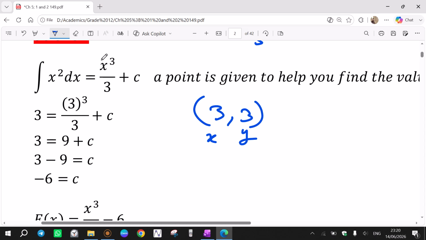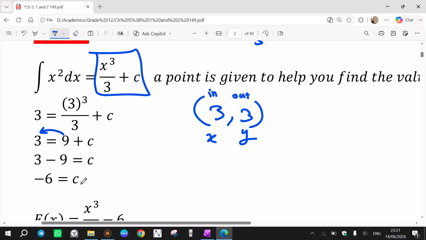Now, in this integral, I'm going to write 3 in place of x and equalize the result to 3. So one 3 is input, the other 3 is output, means the result. Then instead of x I have 3 power 3 over 3 plus c equal to 3. 3 power 3 is 27 divided by 3 equal to 9. 9 plus c equal to 3. 9 to the other side. 3 minus 9 equal to c. Negative 6 equal to c.